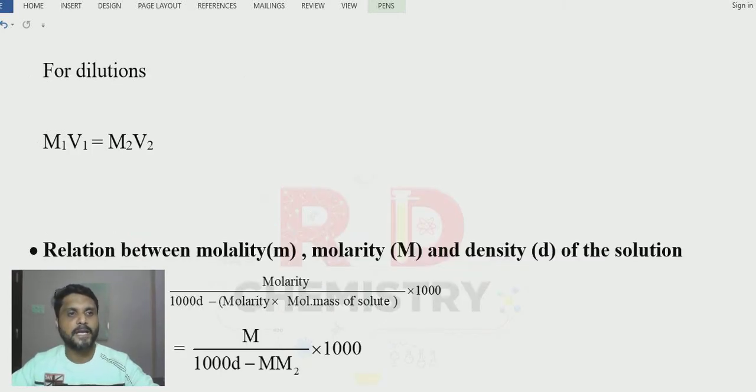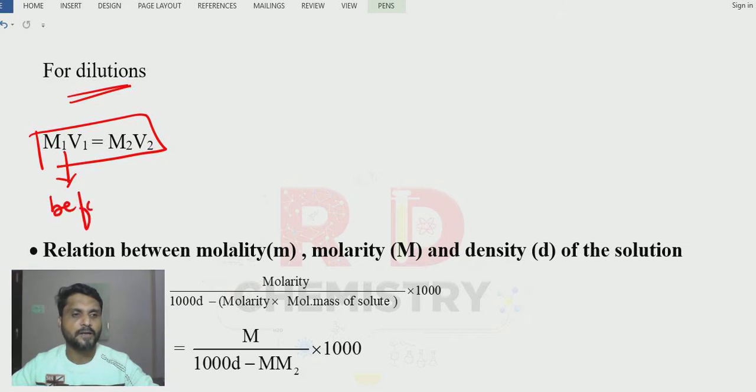Now whenever we are diluting the solution from solution 1 to solution 2, use the formula M1V1 is equal to M2V2. M1V1 before dilution and M2V2 after dilution. Here we can calculate the molarity after diluting the solution.